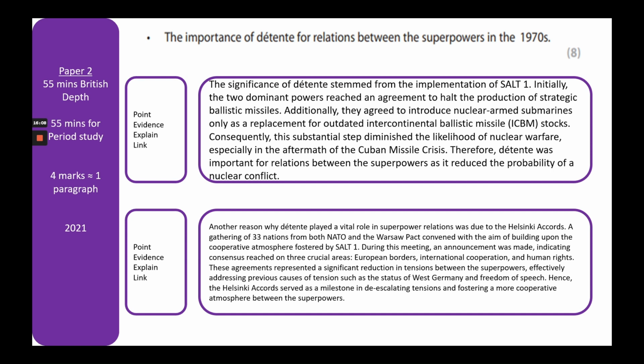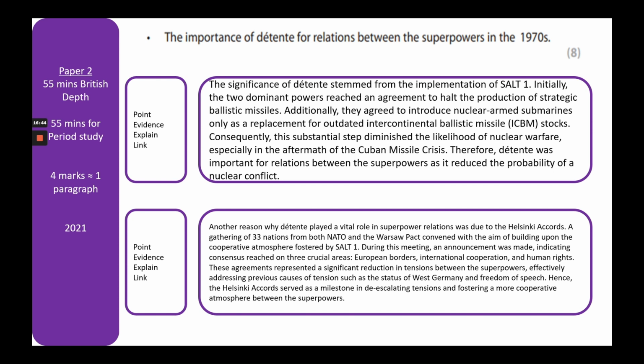Initially, the 2 dominant powers reached an agreement to halt the production of strategic ballistic missiles. I've made my point. This is now my evidence, where it starts with "initially" here. Additionally, they agreed to introduce nuclear-armed submarines only as a replacement for outdated intercontinental ballistic missiles. Consequently, this substantial step diminished the likelihood of nuclear warfare, especially in the aftermath of the Cuban Missile Crisis. And now I'm linking it back to the question. Therefore, détente was important for the relations between the superpowers as it reduced the probability of a nuclear conflict.